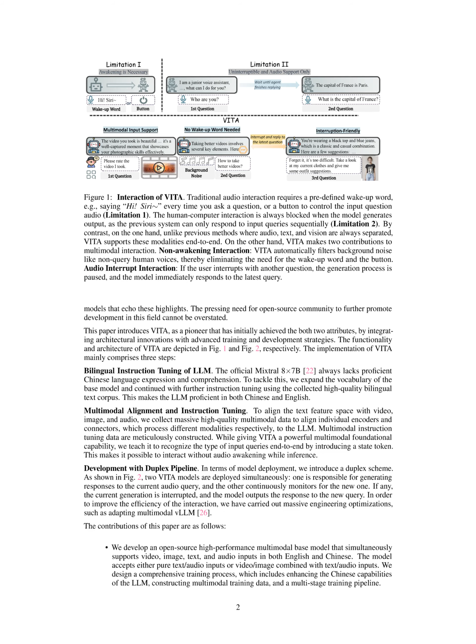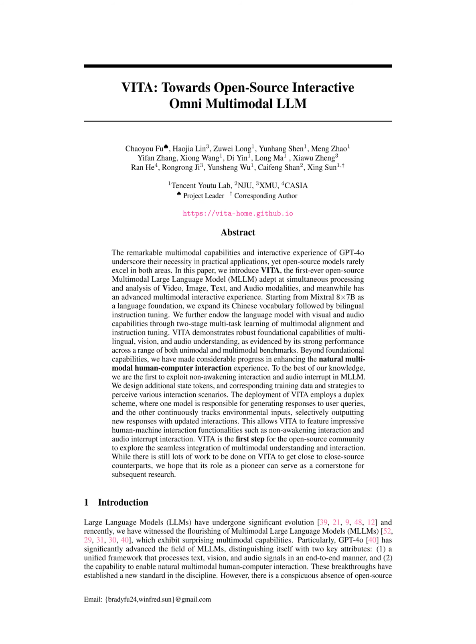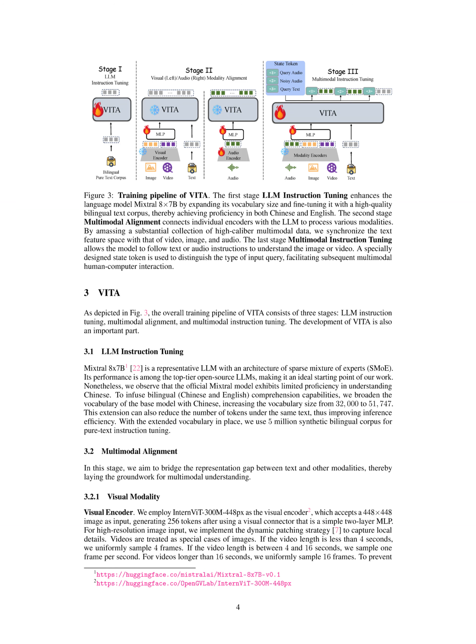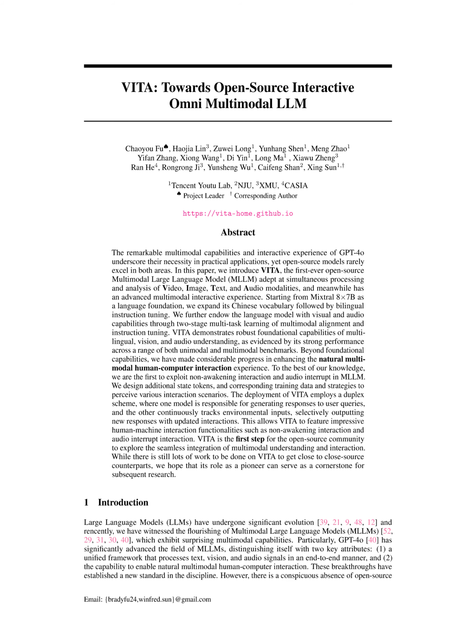The proposed method VITA operates through a comprehensive 3-phase training process: LLM instruction tuning, multimodal alignment, and multimodal instruction tuning. 1. LLM instruction tuning. This phase enhances the Mixtral 8x7b model's bilingual capabilities by expanding its vocabulary from 32,000 to 51,747 tokens, allowing for improved comprehension of both Chinese and English. A synthetic bilingual corpus of 5 million entries is utilized for instruction tuning, ensuring the model can effectively process and generate responses in both languages.